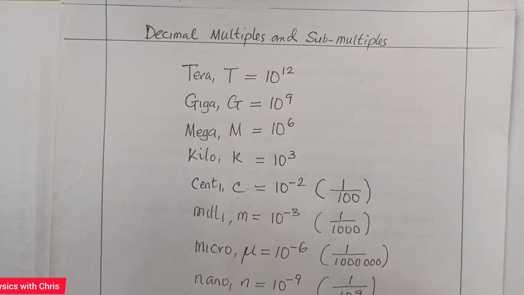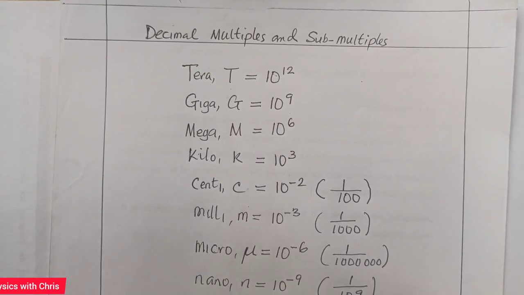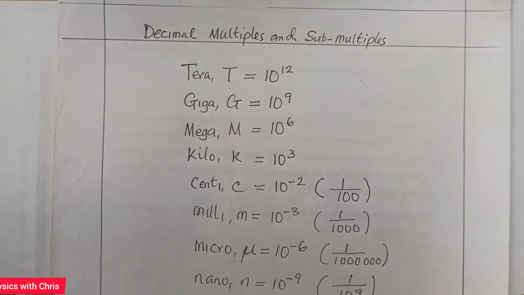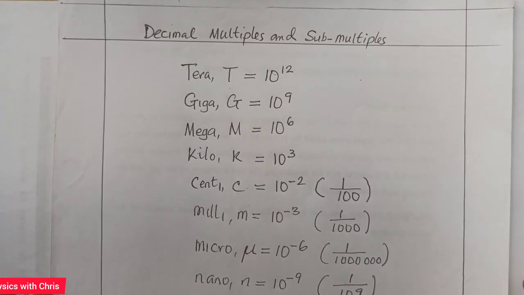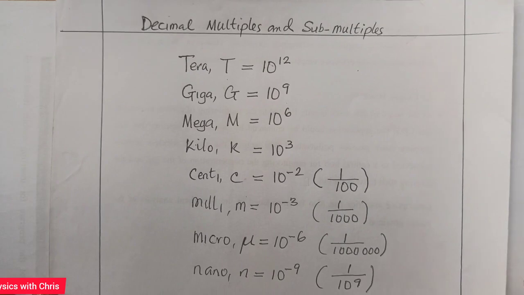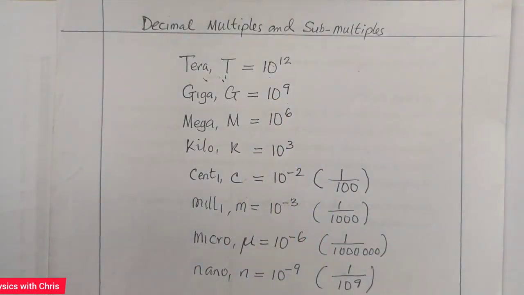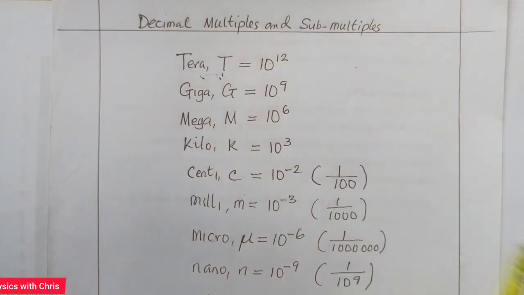In this video I'm going to show you some of the decimal multiples and submultiples that are used with the units of physical quantities. You can see here the tera is about 10 to the power 12. You have giga, you have mega. Mega is 10 to the power 6, which is a million. You have the kilo, as in kilometer. You have centi, one hundredth of the unit.